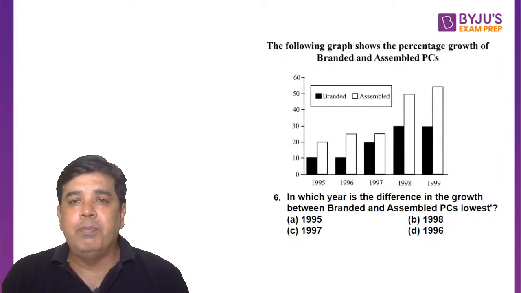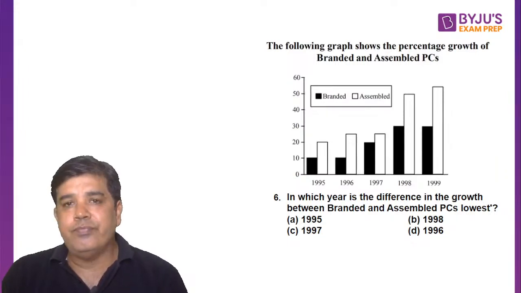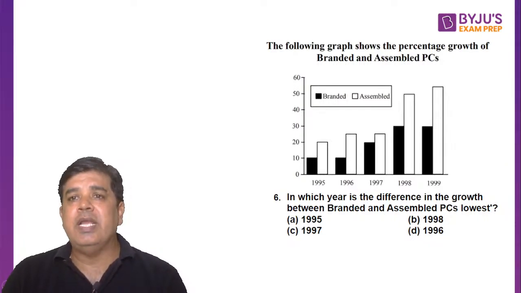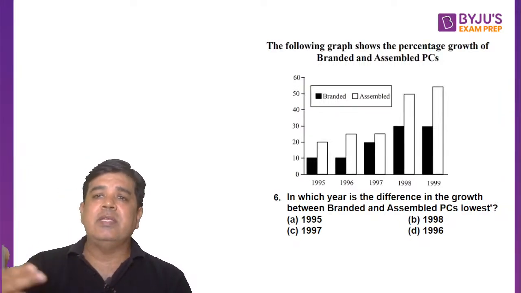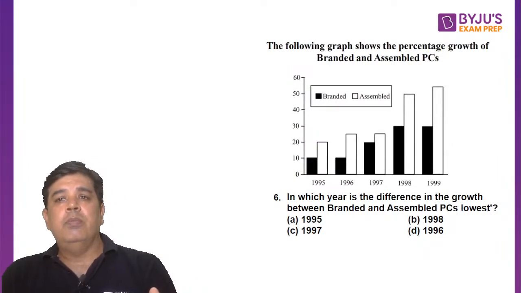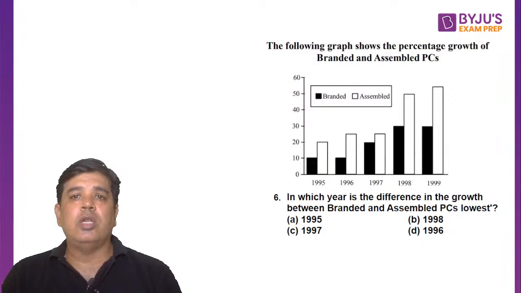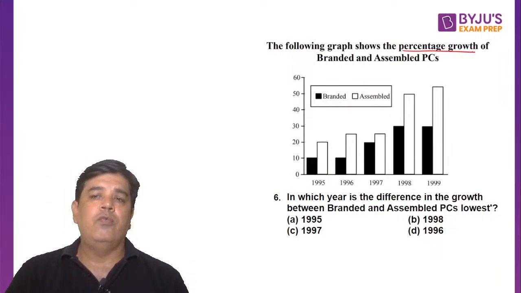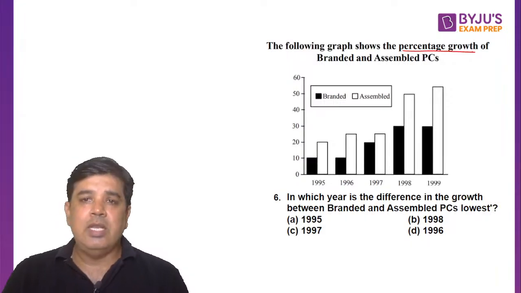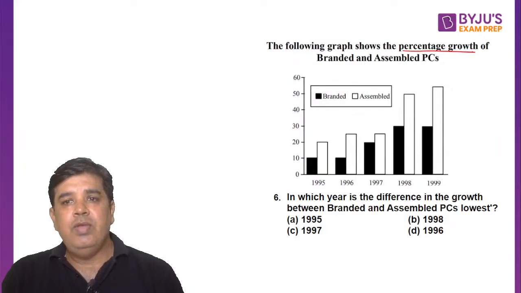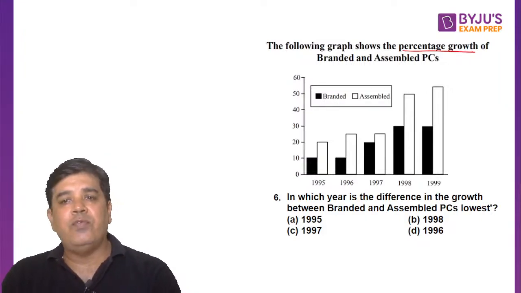Next is bar graph, comparing the two bars, right? We haven't done this yesterday, so this is type 2. The following graph shows the percentage growth of branded and assembled PCs, right? So this is related to the percentage growth, right? It's not about number of PCs. This is about percentage growth of branded and assembled PCs, right? The filled bars is branded and the empty bar is assembled. We have this data for 5 years from 95 to 99.